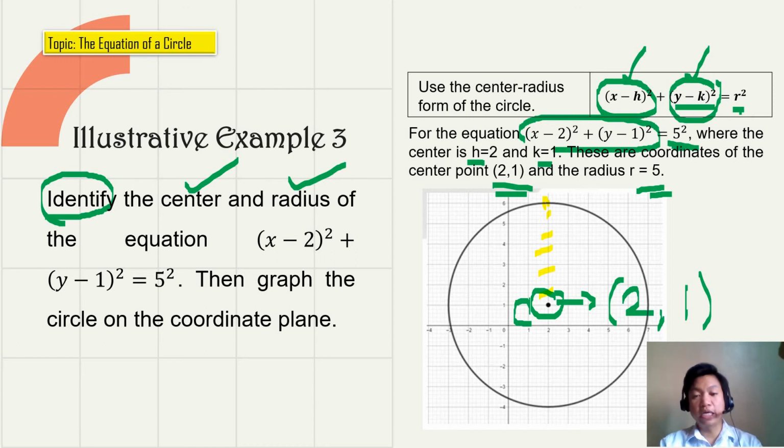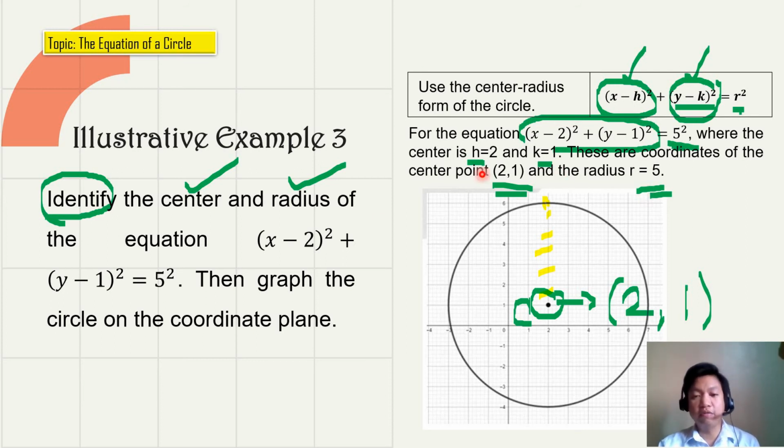Yung ating center is 2, 1. So, yan yung galing siya sa h and k na values. And then, ang radius natin is 5. So, yan lang naman ang kailangan nyo to draw or to graph a circle on the coordinate plane. Okay? Now, sir, magtatanong, sir, paano ba natin malalaman kung positive or negative yung value ng h and k?